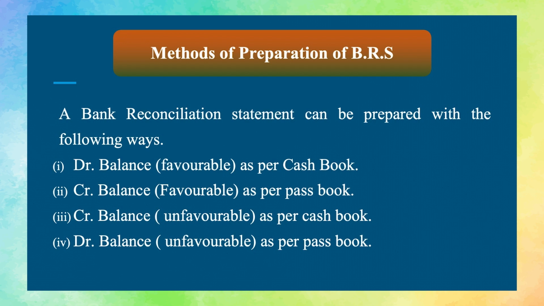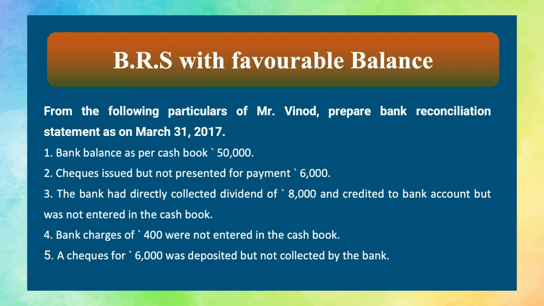So, dear learners, these are different causes of difference between cash book and passbook. Therefore, a bank reconciliation statement can be prepared with the following balances: debit balance favorable as per cash book, credit balance favorable as per passbook, credit balance unfavorable as per cash book, and debit balance unfavorable as per passbook. Dear learners, now we will prepare bank reconciliation with the following particulars.